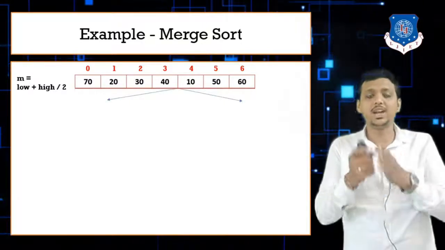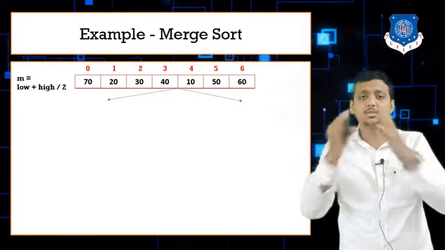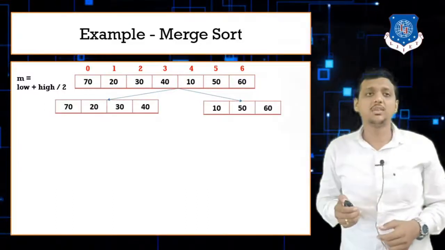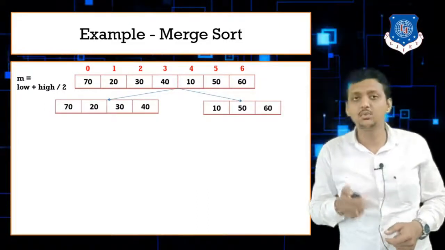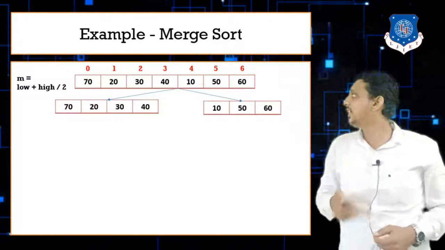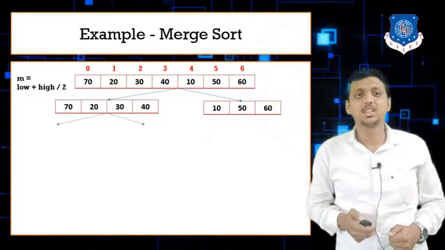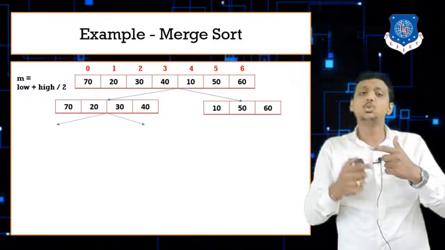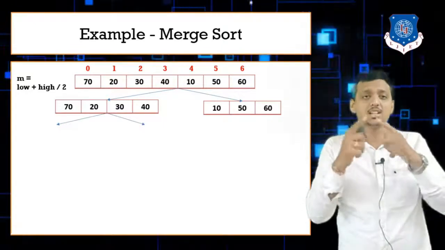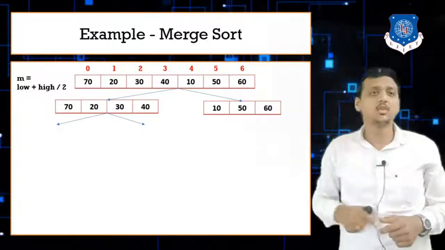So here it is. I am just dividing the list from this 40. The left part we have 70, 20, 30 and 40. On the right we have 10, 50 and 60. So now what you need to do is again divide the left sublist from the midpoint.